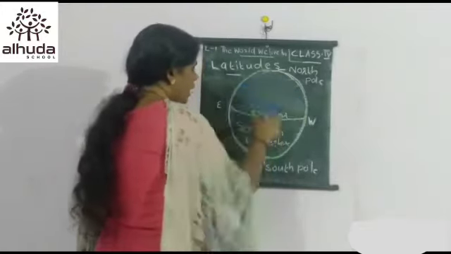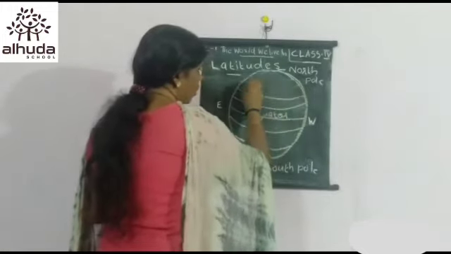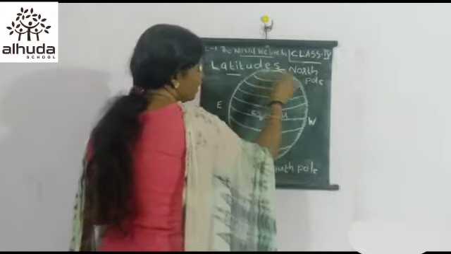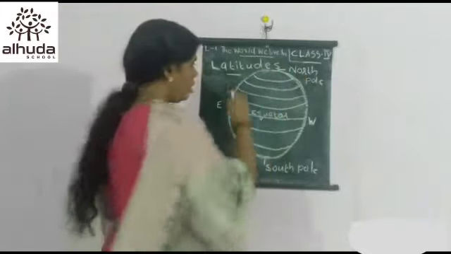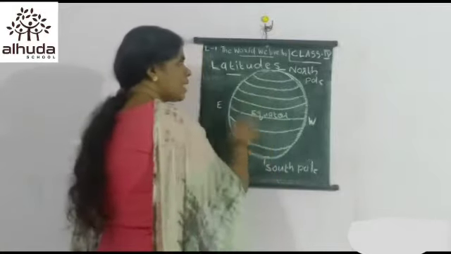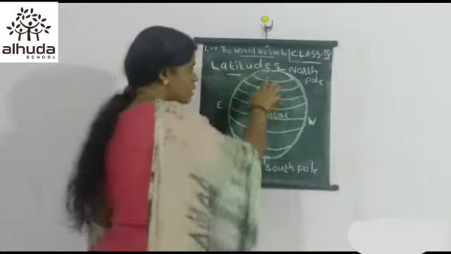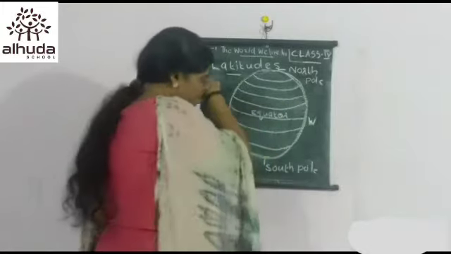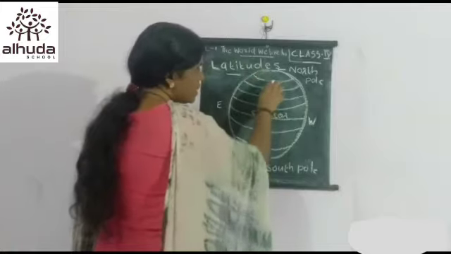180 lines are drawn in this way. Along the equator, so many lines are drawn from east to west direction. Those imaginary lines are called latitudes. So, these lines are called what? Latitudes. Understood?